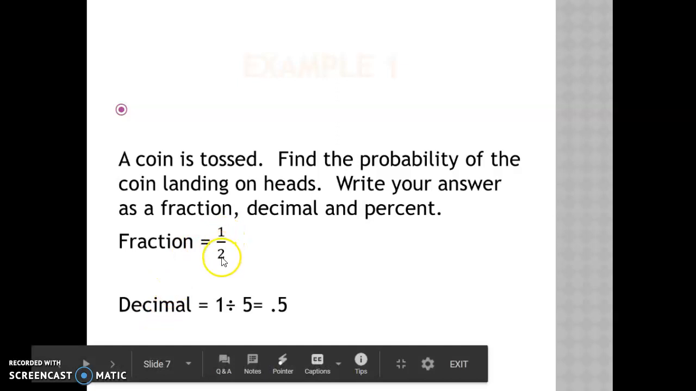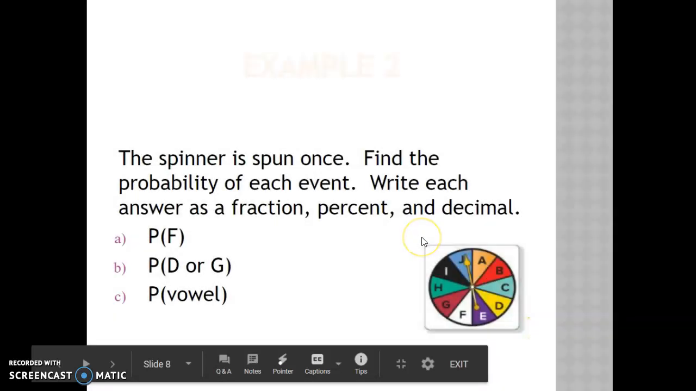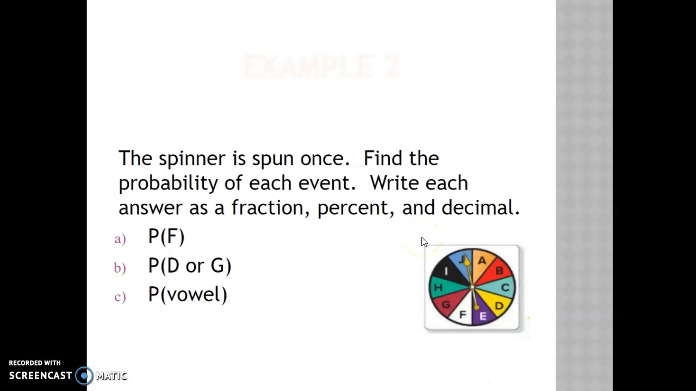We can write it as the fraction 1/2, or 1 divided by 2, not 1 divided by 5, which would be 0.5, and then that would also be a 50% chance. But you're really only going to have to worry about the fractions on your assignment today.